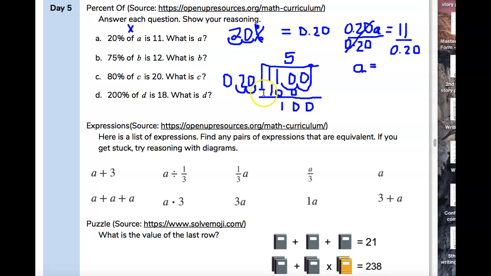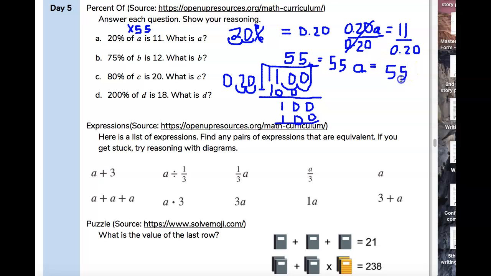Now, how many 20s are in 100? We just did that. So we put another 5 here. 5 times 20 is 100. So remember, if the decimal point is at the end of the number, that's just a whole number. So this 55 with a decimal point is the same as just plain old 55. Okay? So 20% of 55 is 11. So A equals 55.